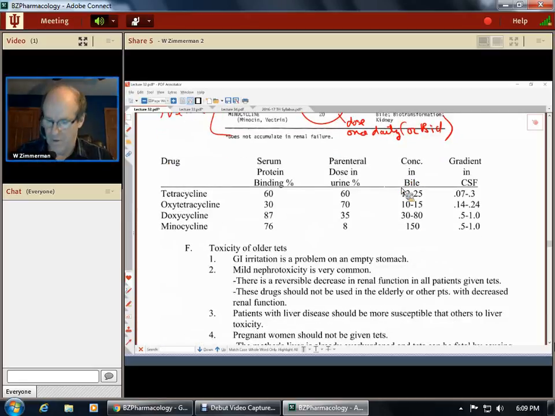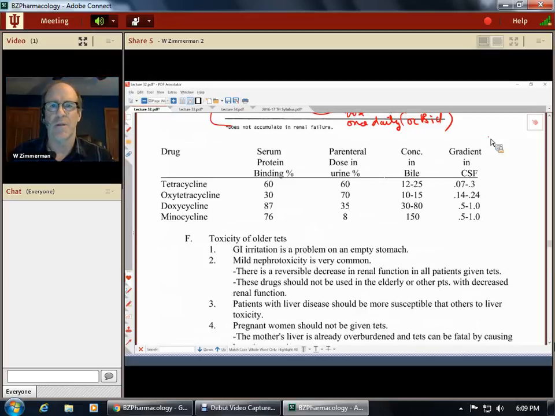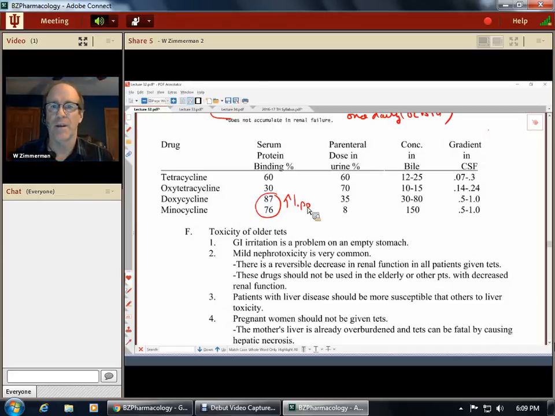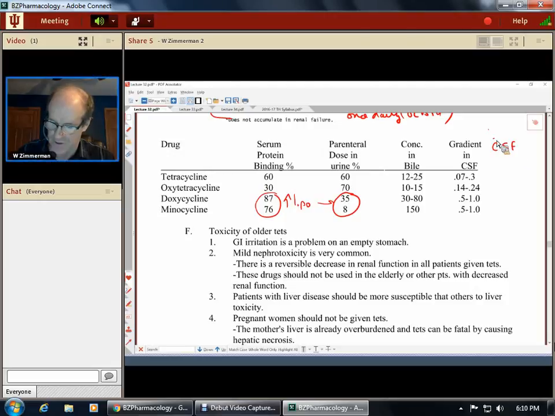And I don't want you to memorize these numbers by any means, but they kind of follow in line with what we'd expect. Doxycycline, minocycline, they're more lipophilic, therefore they hate water, therefore they have higher protein binding. Therefore they have less in the urine. You will see more of them going into the bile, because that's how the body's trying to get rid of them. But this last category also makes sense. It's looking at the gradient in the CSF. What's the CSF concentration compared to the plasma concentration?